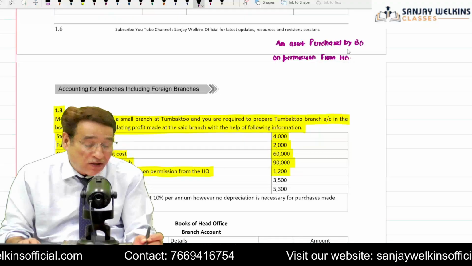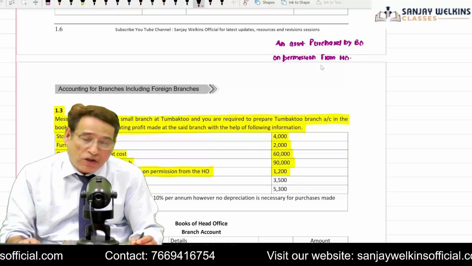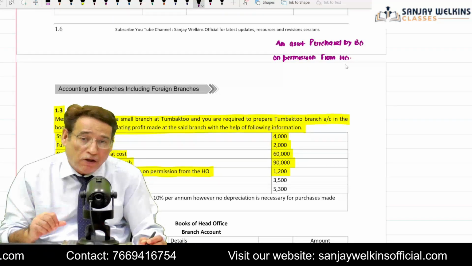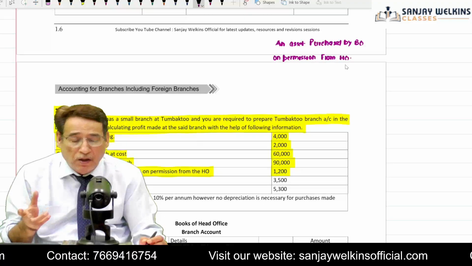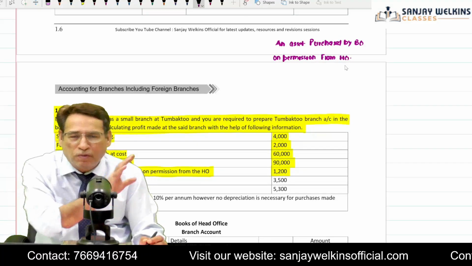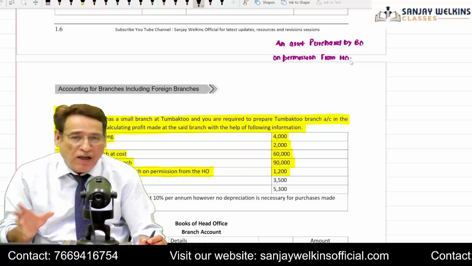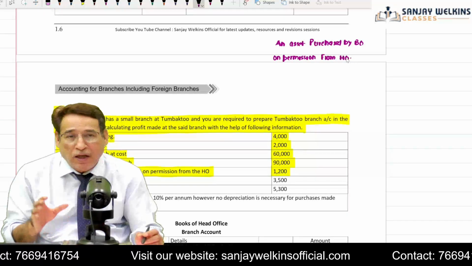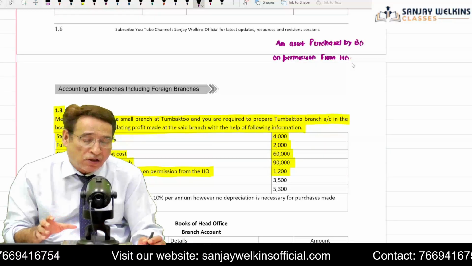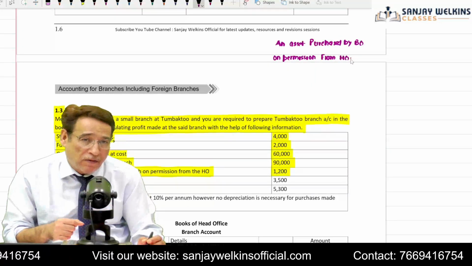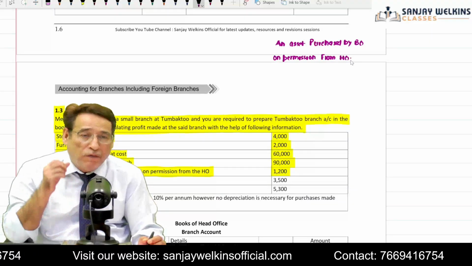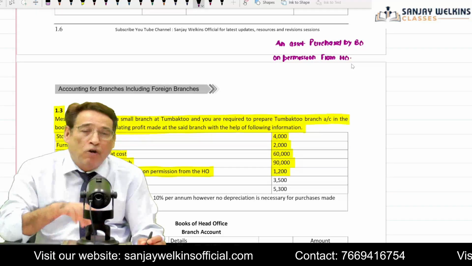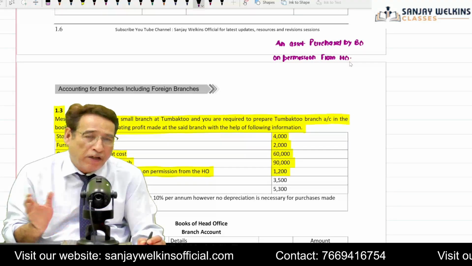No doubt here the branch has spent the amount to purchase the asset, in this case furniture, but they have taken the permission from the head office that we are in need of furniture. So head office might have told them, okay, you simply purchase the asset. But indirectly it also means that logically, because head office should have sent the cash for this particular asset, actually it is the responsibility of the head office to purchase this asset for the branch. But here the branch is purchasing out of their own pocket this particular asset by taking the permission from the head office.